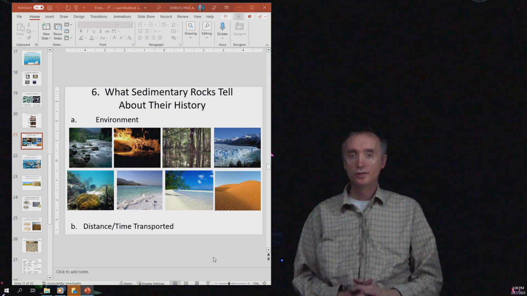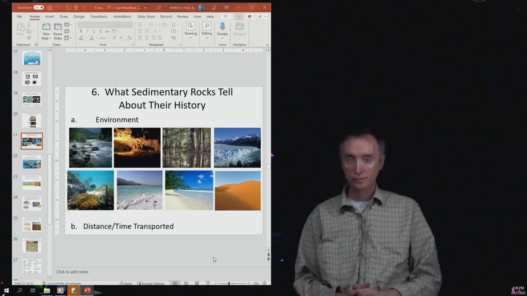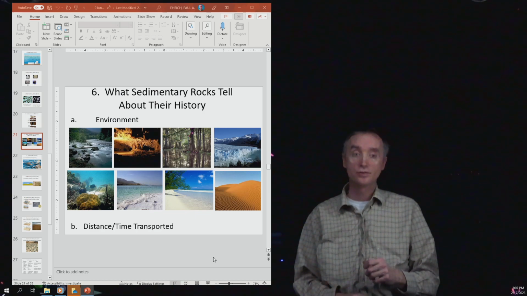Okay, now we want to talk about what sedimentary rocks tell about their history. So if you're out in the field and you find a sedimentary rock, what's it trying to tell you? Well, one, it's going to tell you the environment in which that sedimentary rock formed. Another thing it's going to be telling you is how long has that particular rock been in that environment, or how far has it traveled in that environment.